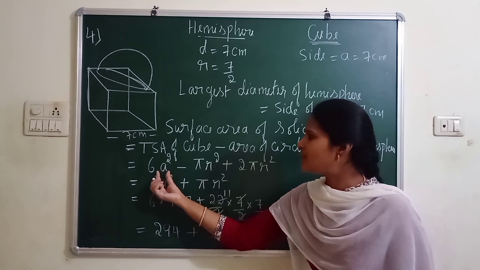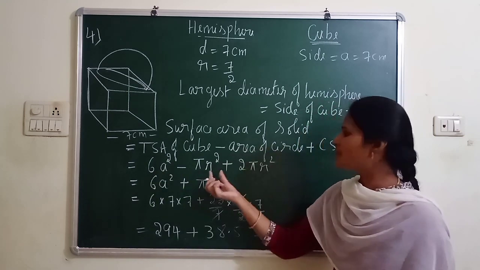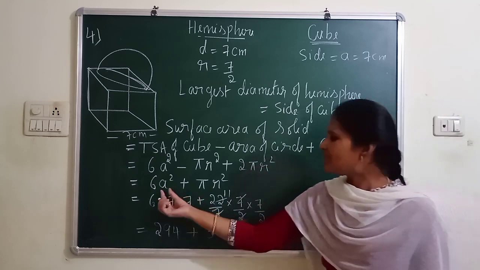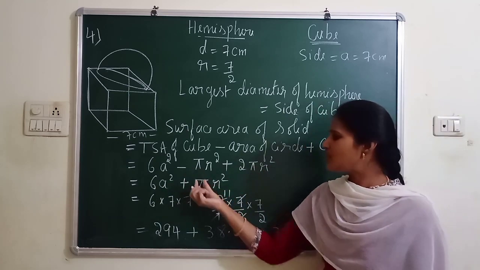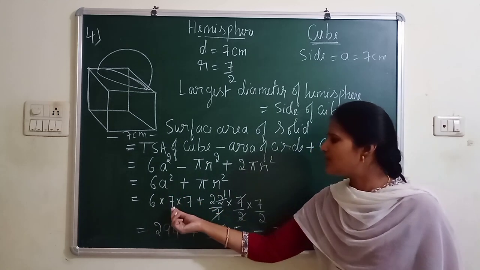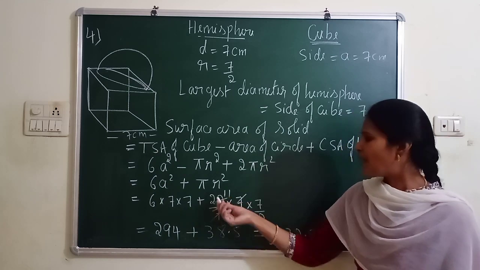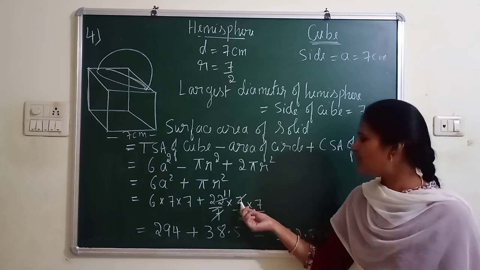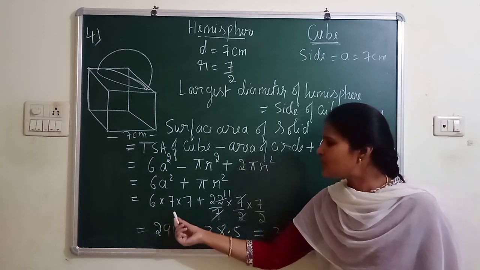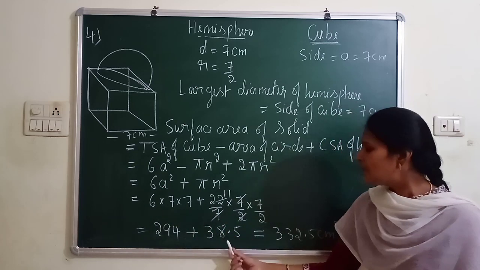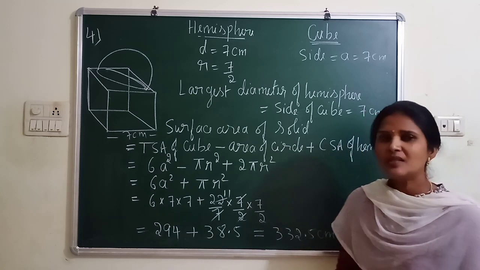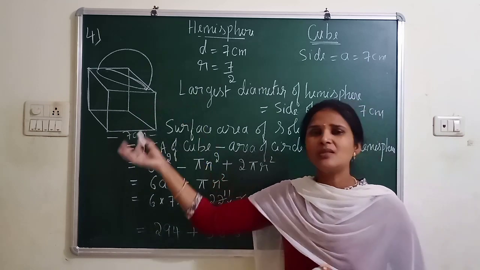So 6a² is the TSA of the cube, minus the area of the circle, πr², plus the CSA of the hemisphere, 2πr². So 6a² plus 2πr² minus πr² is 6a² plus πr². So 6 into 7 into 7, plus π is 22/7, radius is 7/2 into 7/2. So cancel. We get 6 into 7 into 7 is 294, plus 38.5. Add this, we get 332.5 cm² is the area of this block.